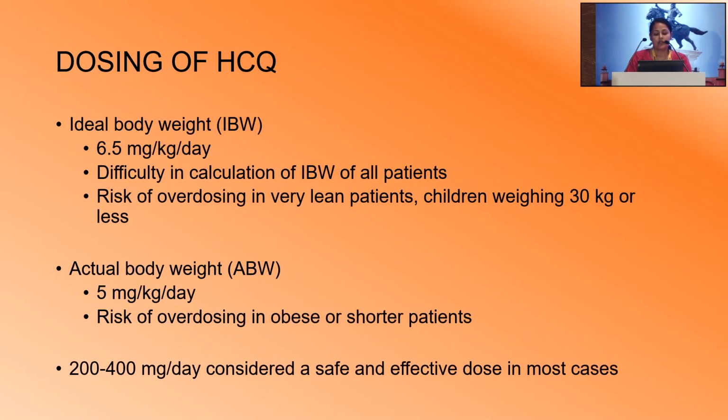The dose of hydroxychloroquine needs to be carefully calculated. Earlier, ideal body weight was used for dose calculation, and a dose of 6.5 milligram per kg per day has been suggested. However, it may not always be possible to calculate the ideal body weight of all patients, especially in a busy OPD setup. Also, it is fraught with the risk of overdosing in very lean patients.